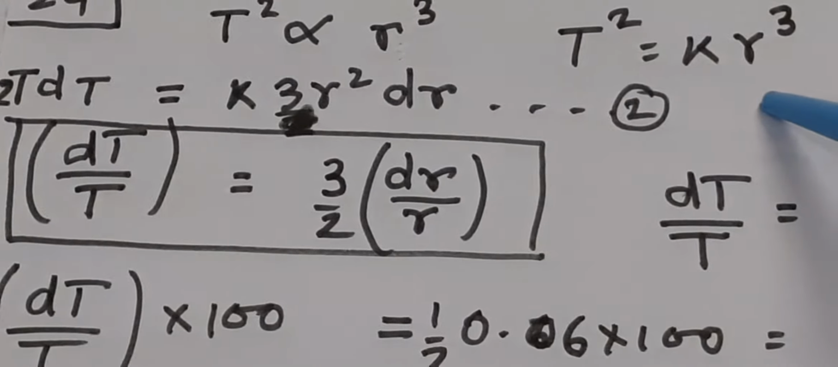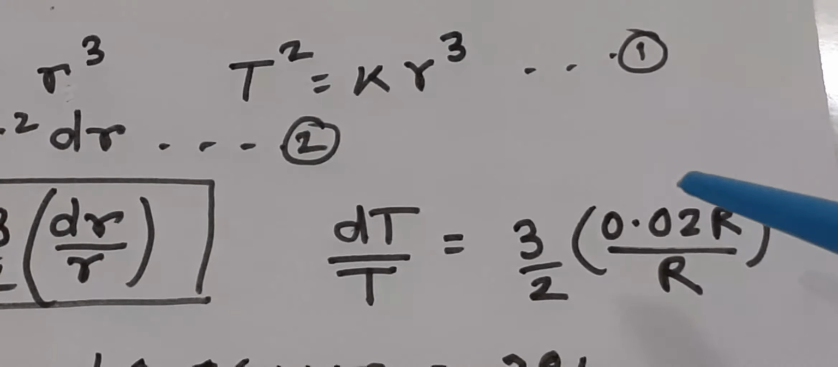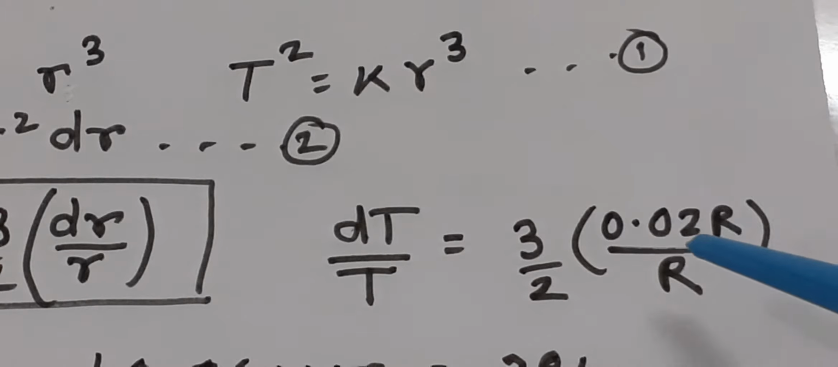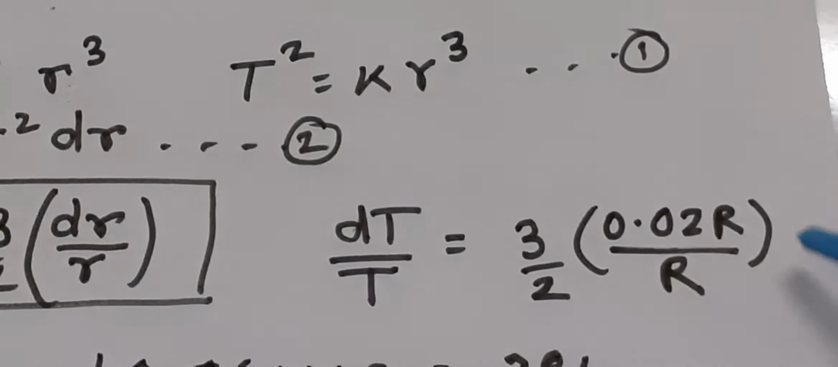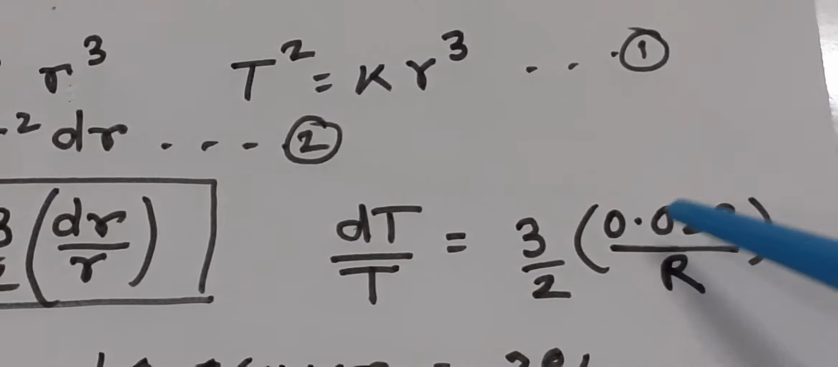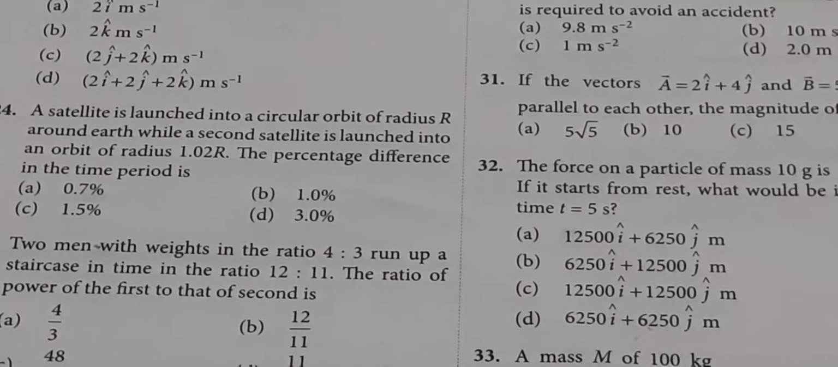Now from here we have to find out; data is given, dr is given, the difference of the radius, that is 0.02 r, divided by the actual radius, that is r. Here r is not the radius of the earth. Let us see in the question, here capital R is the radius of the circular orbit from the center of the earth. It is not the radius of the earth.